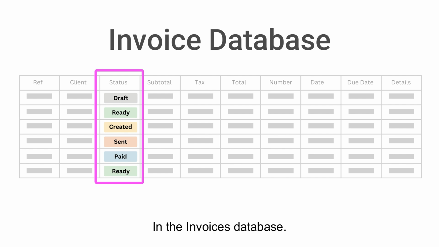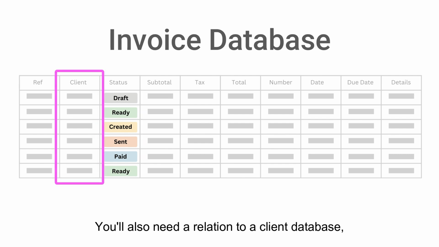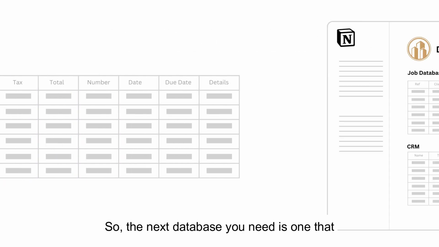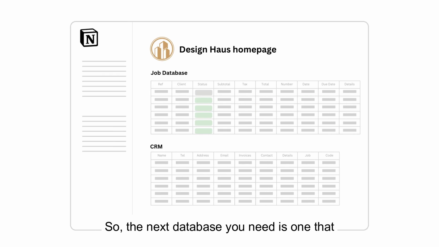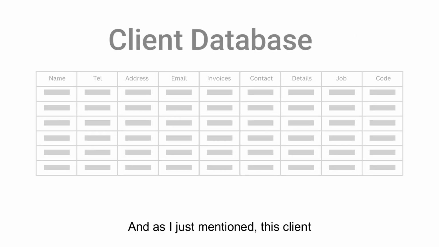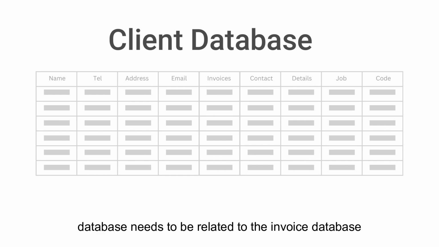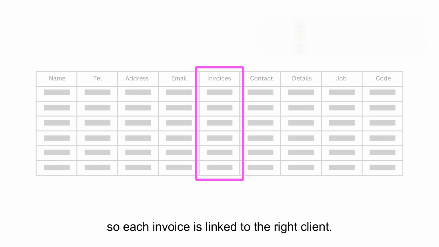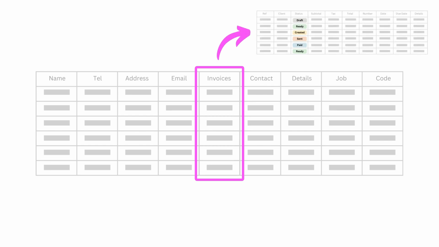In the invoices database, you'll also need a relation to a client database. So the next database you need is one that holds all your client details, like their name, address, and email. Quite often, this is the database that people already have in their setup. And as I just mentioned, this client database needs to be related to the invoice database, so each invoice is linked to the right client.